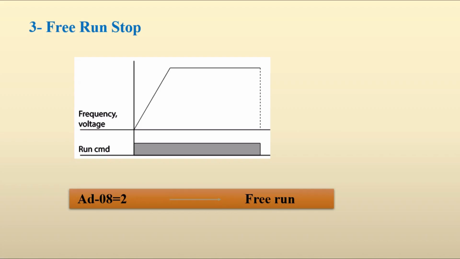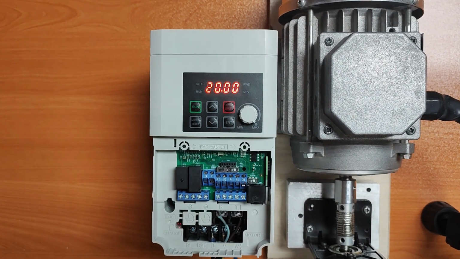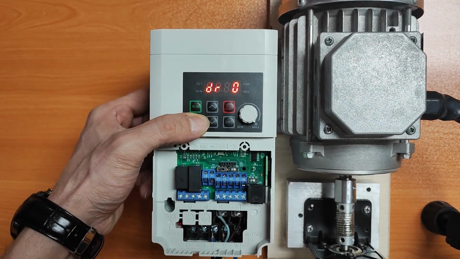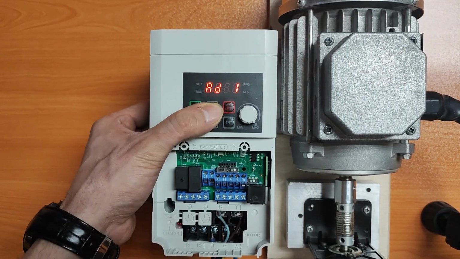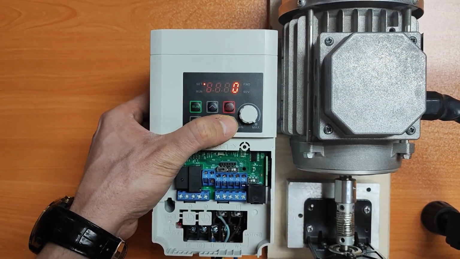Let's go to the M100 inverter and the settings we've made. Let's go to the M100 inverter, apply the settings we learned, and test this feature together. Okay, we said that in the M100 inverter, we have three types of stop modes. The first stop mode is via deceleration time. To set our stop mode to deceleration time, we go to parameter AD8 and set AD8 to 0.